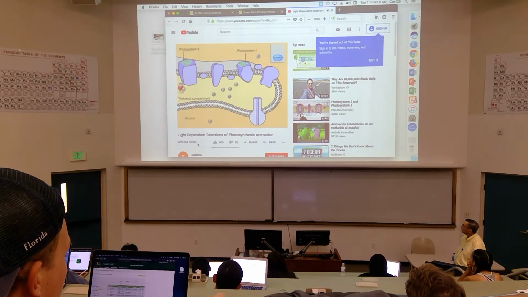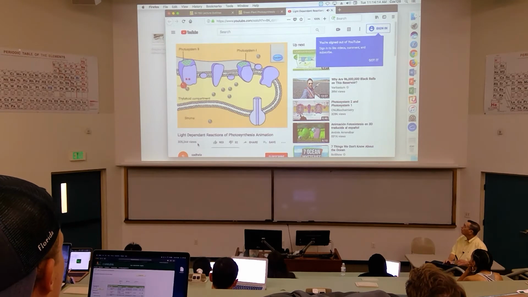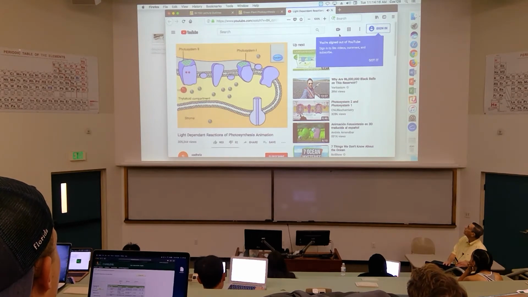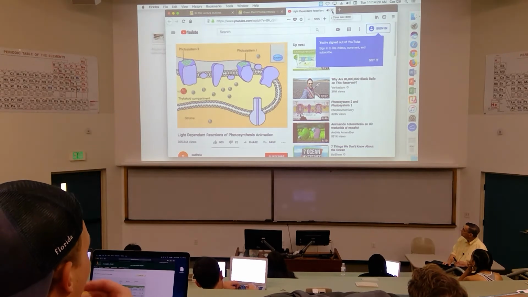Photosystem 2 replenishes its electrons by splitting water. Hydrogen ions and oxygen are released into the thylakoid compartment. This is where the oxygen gas generated by photosynthesis comes from.